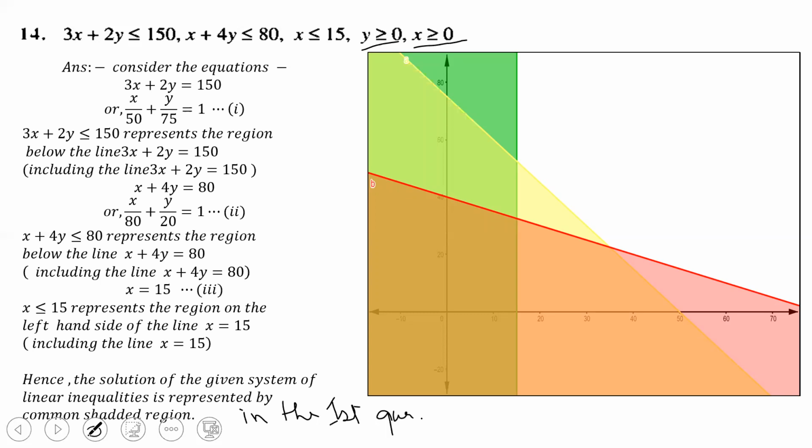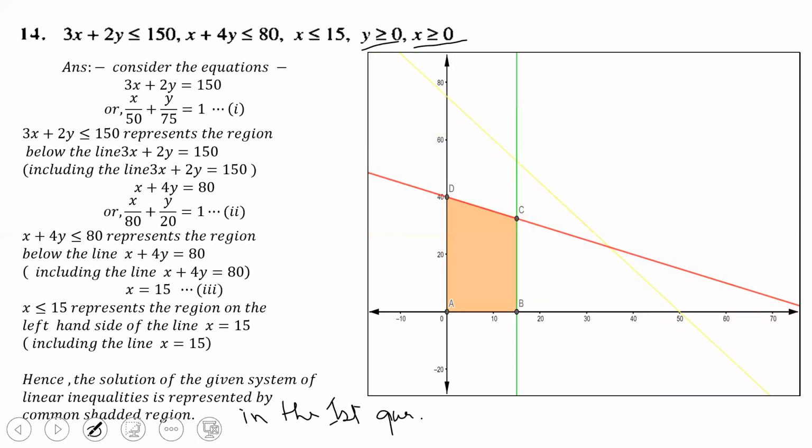You can shade it differently and mark the common shaded portion in the first coordinate, or you can just shade the region, that is this A, B, C, D, A region. Okay. So just try to solve the sums in this exercise 6.3, and if any problems or queries are there, you're free to ask. Thank you.